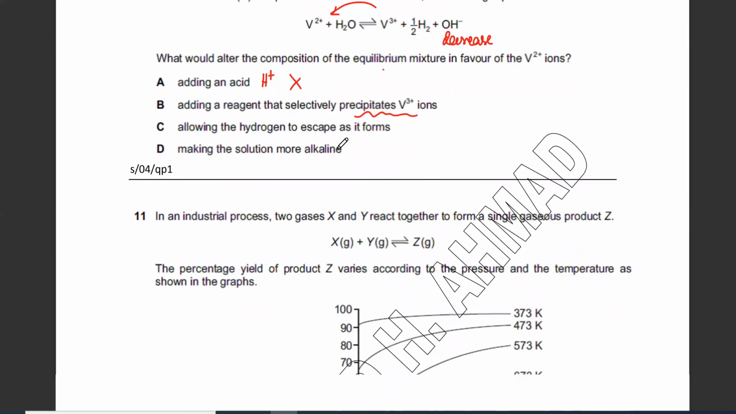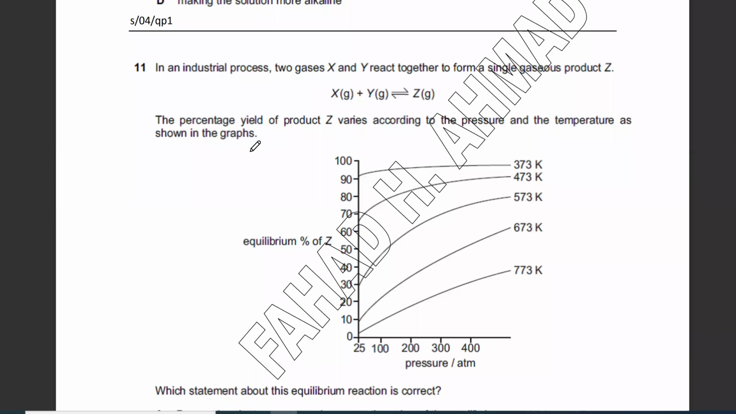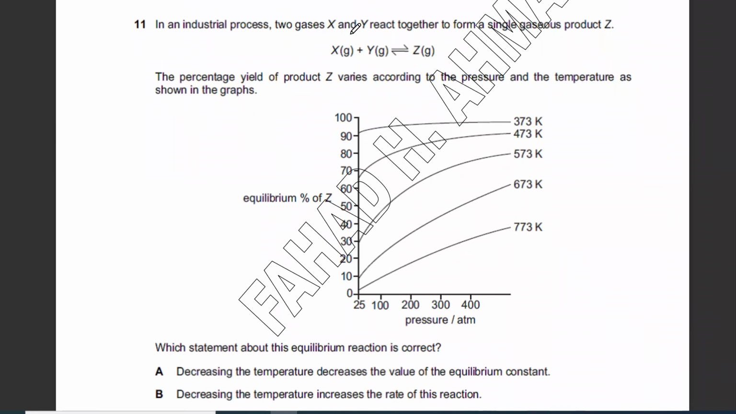So now the next one is you have an industrial process, and it says two gases X and Y react together to form a single gaseous product Z. The percentage yield of product Z varies. So they've given you a graph now. They haven't told you which one is endothermic or which one is exothermic. We don't know if the forward is endo or exo.